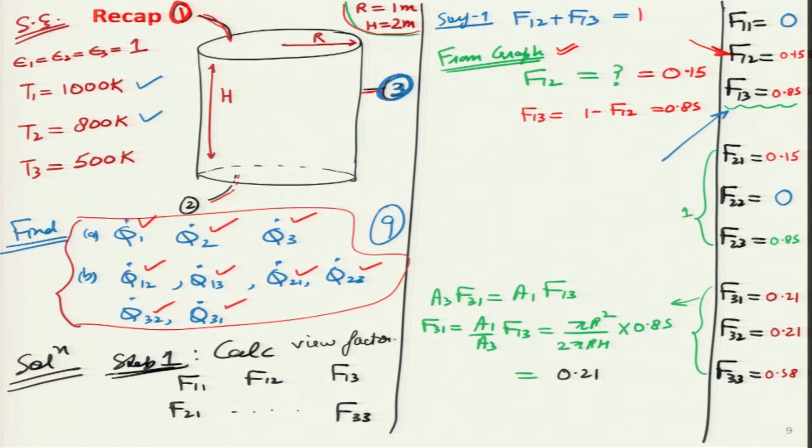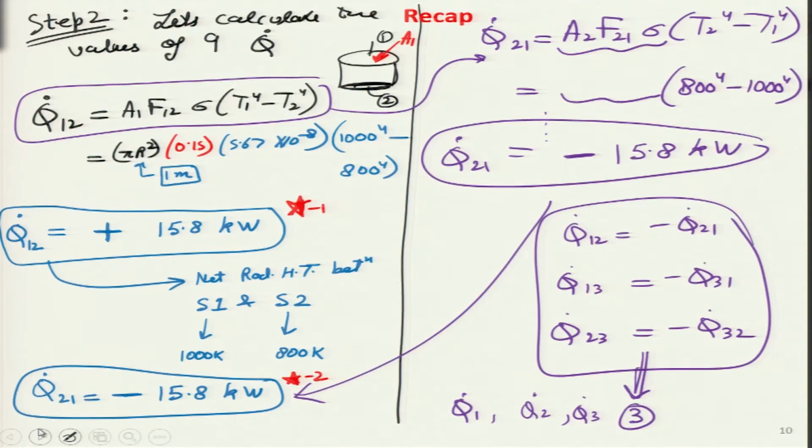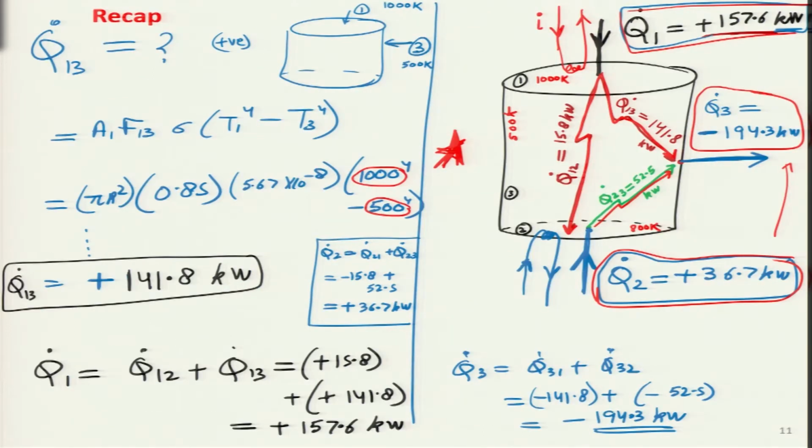In the first step, we calculated the view factors, and these are all the 9 view factors given over here on the right hand side of the screen, from F11 up to F33. It was a very interesting exercise. Then in step 2, we calculated all the Q dots. It turned out to be a very simple exercise as well, because we were just careful in applying all these equations and figuring out the Q dots. We have shown it in graphical form on the right hand side over here, showing the direction in which heat flow takes place.